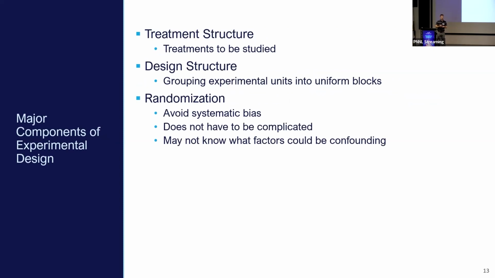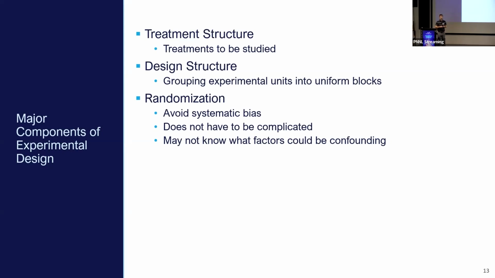So the major components of that experimental design: we first start with the treatment structure, and that's going to be the treatments that are going to be studied. Then we move on to the design structure, which is all about grouping those experimental units into uniform blocks. And then finally, we have to apply some form of randomization.